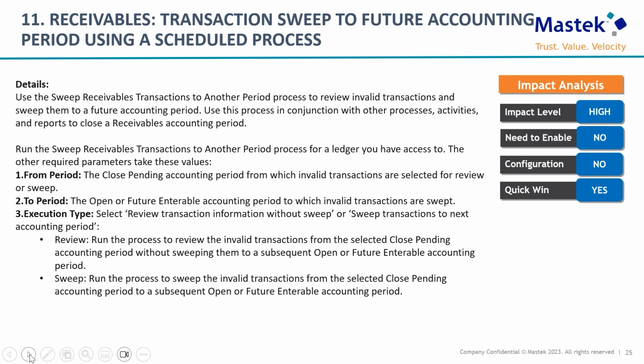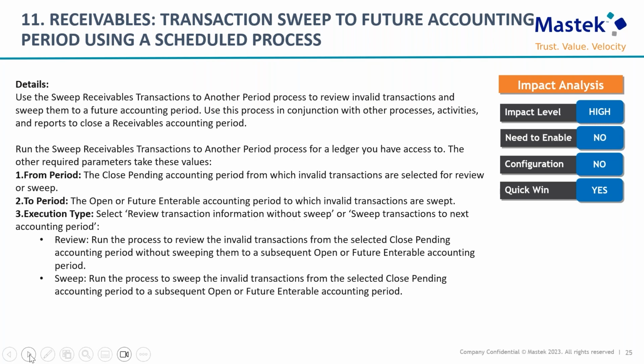Next is from the receivables area, transaction sweep to future accounting period using a scheduled process. At the time of period closure, for review of invalid transactions and to sweep them to a future accounting period, we can use the sweep receivables transactions to another period process. This process should be used in conjunction with other processes, activities, or reports.